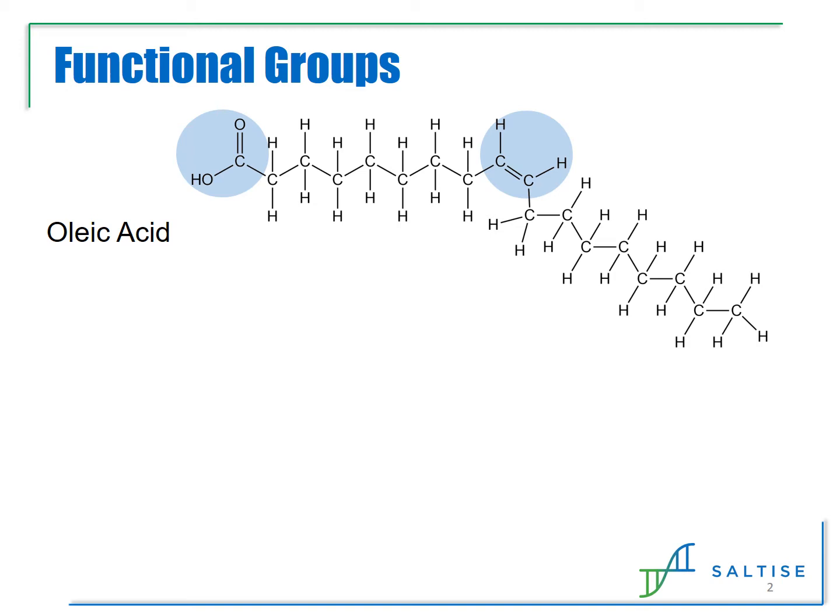For example, here we have oleic acid. It's a fatty acid that occurs naturally in various animal and vegetable fats and oils. It's an unsaturated fatty acid due to the carbon-carbon double bond found here. It actually has two common functional groups, one being the carbon-carbon double bond, and the other is a carbon bonded to two oxygens, as shown here.